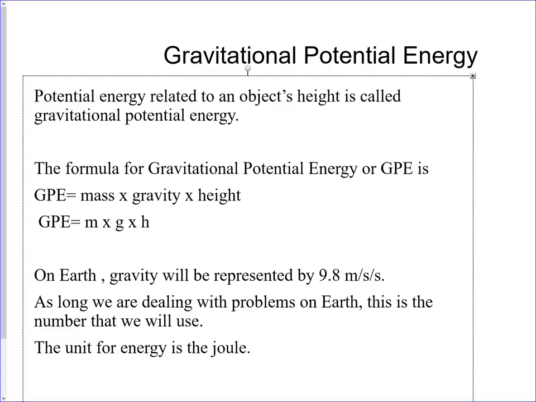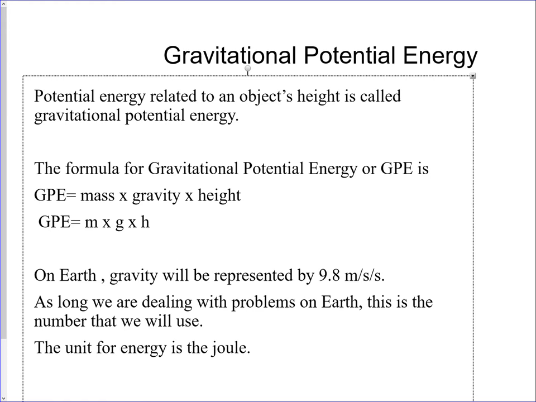Quickly, we'll take a look at our notes. Potential energy related to an object's height is called gravitational potential energy. This is something we've already covered, but it's a refresher of the definition. The formula for gravitational potential energy, or GPE, which is what I'll call it as a shorthand, is mass times gravity times height. So it'll also be represented as GPE equals m times g times h.